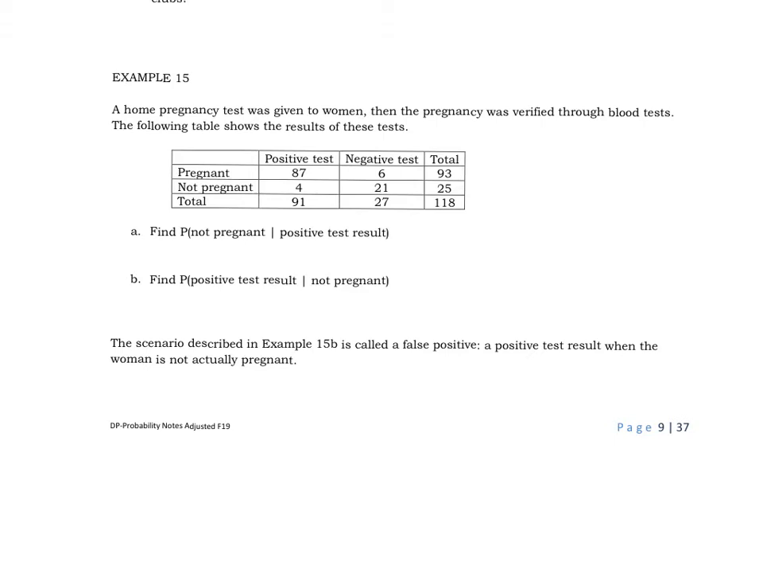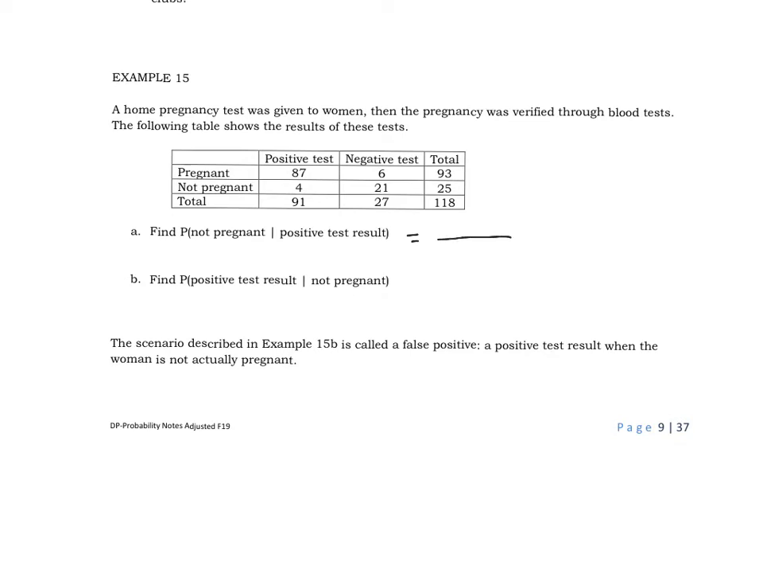A home pregnancy test was given to women. Then the pregnancy was verified through blood tests. The following table shows the results of these tests. Find the probability that the person was not pregnant given they had a positive test result. Please recall that this would be considered a conditional probability. So remember that changes the number of outcomes.